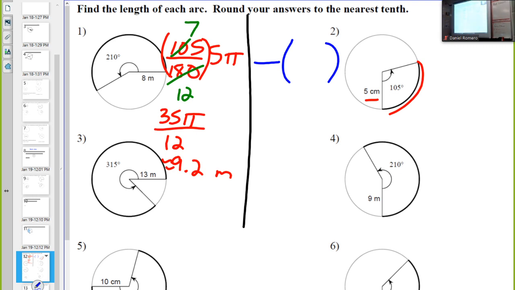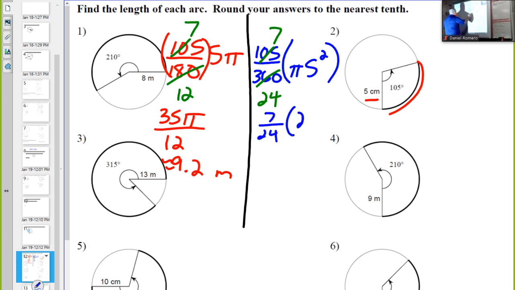All right. So for sector area, no matter what, you're dividing by 360. What goes above the 360? The 105. And then in here has to go pi r squared, which is pi 5 squared. The biggest number I can divide 105 and 360 by also happens to be 15. So this becomes a 7. This becomes a 24. And then we get 7 over 24 times 25 pi. There's nothing in common there. So I know if I have 7 quarters in my pocket, I have $1.75. That's the exact sector area.